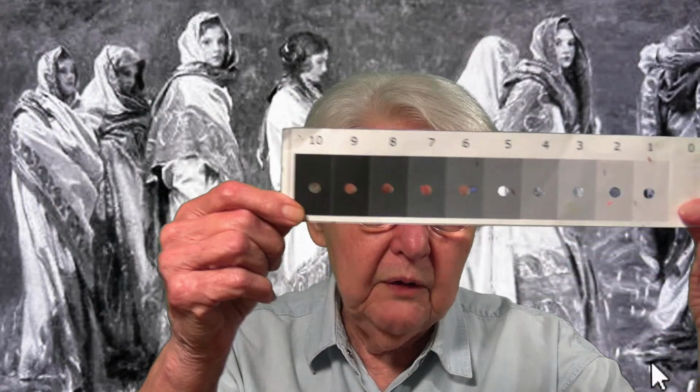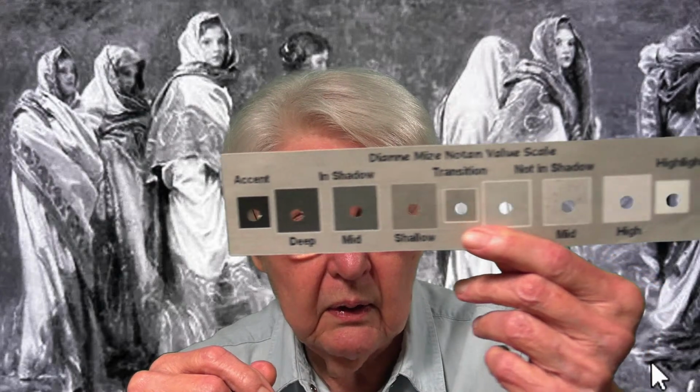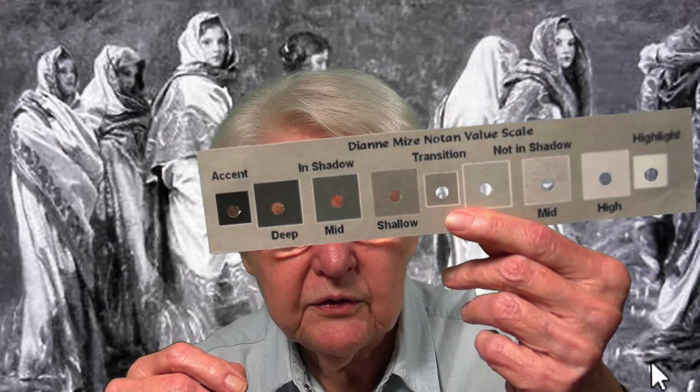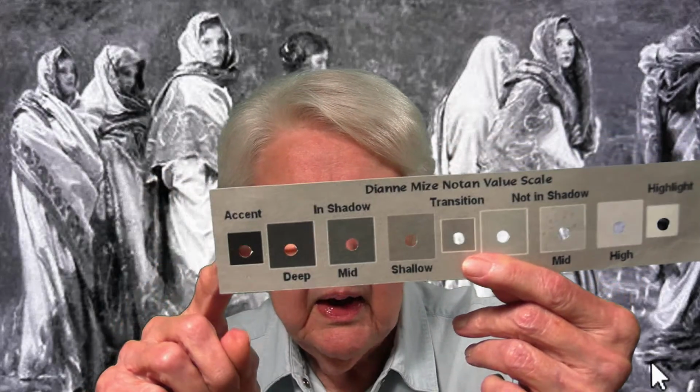Now I say that because if you have a value reader of some sort, a value scale like this, or a value scale like the one we have free for you on the DianneMize.com website, or even another one that I'm especially proud of, but also getting ready to revise, which is also free for you on the DianneMize.com lessons website, called the No-Tan value scale. What this one does is break things down value-wise as to what's in shadow and what's not in shadow. And you can punch little holes.